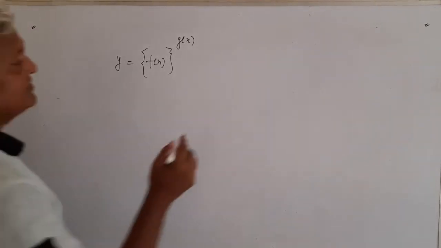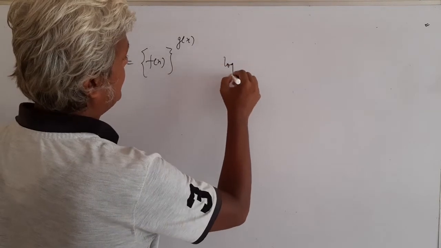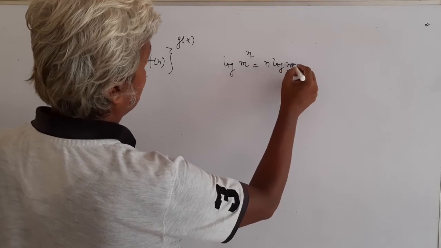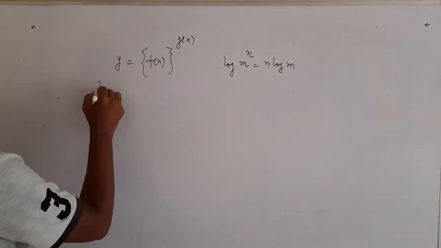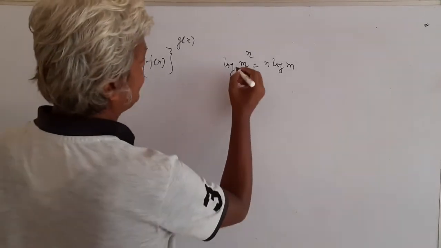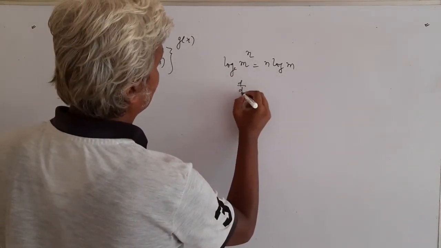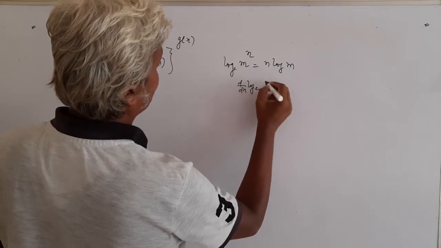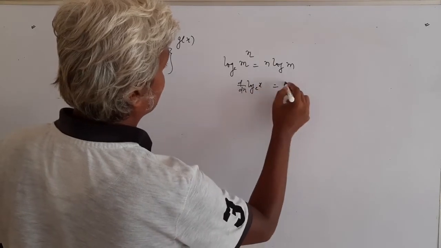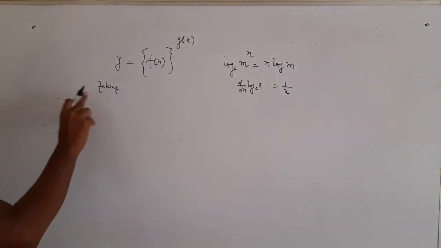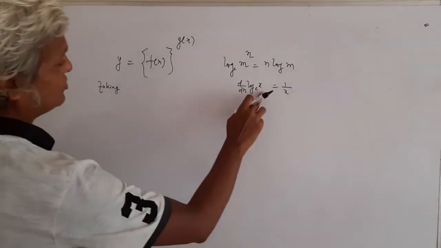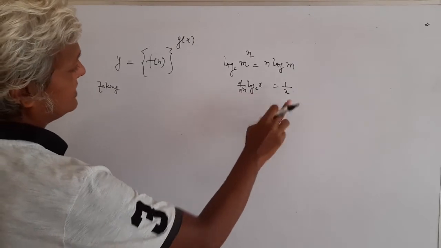In logarithms there is a formula: log for any base, m to the power n, is n log m. So here we take the log. Now we have to take the natural log, because the differentiation of log x to the base e is 1 by x. You can take the log in any base, but if you don't have log x to the base e, you cannot have its answer as 1 by x.